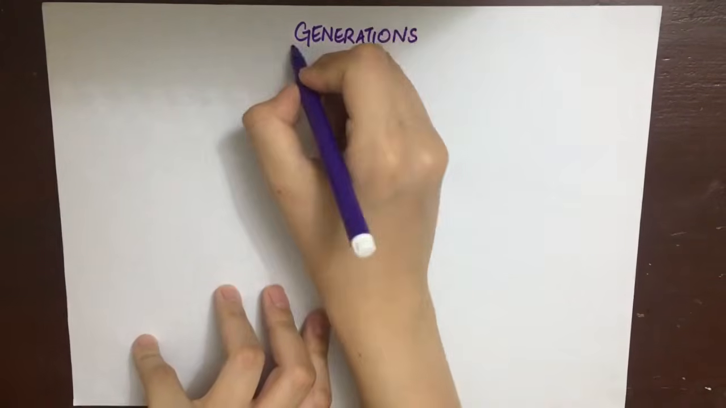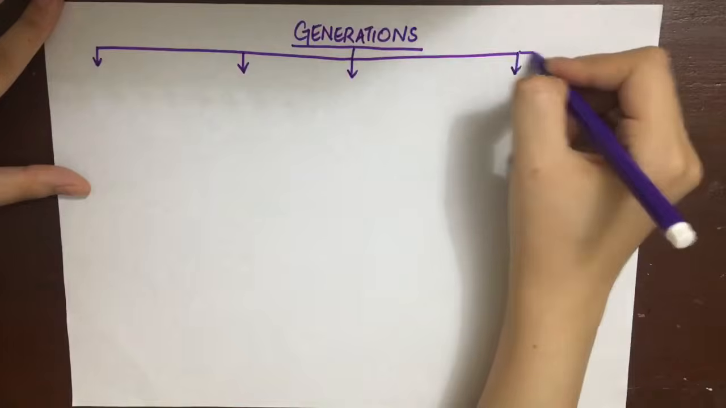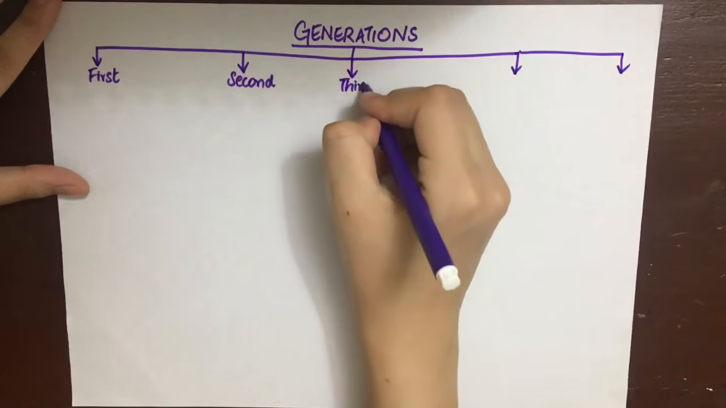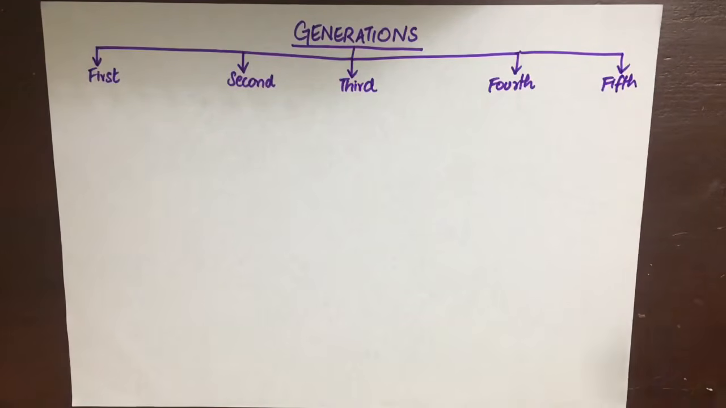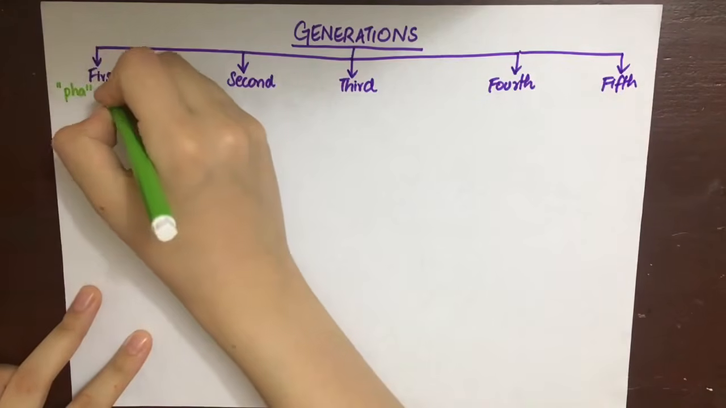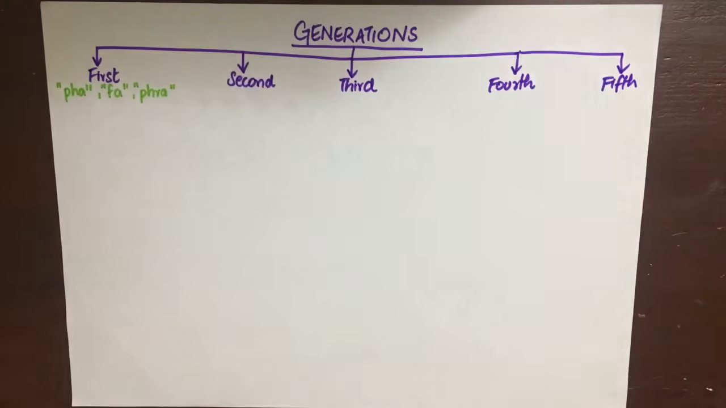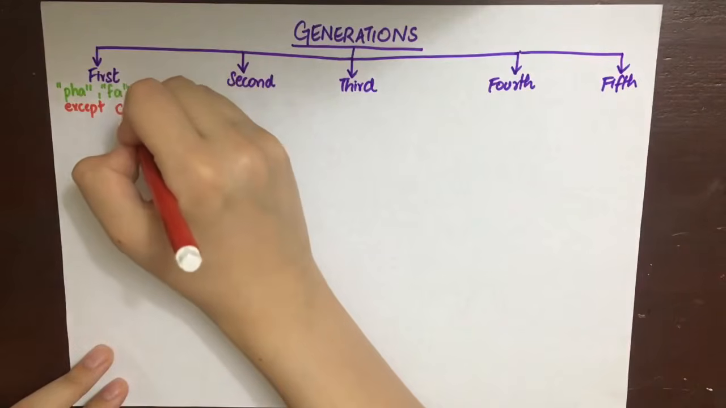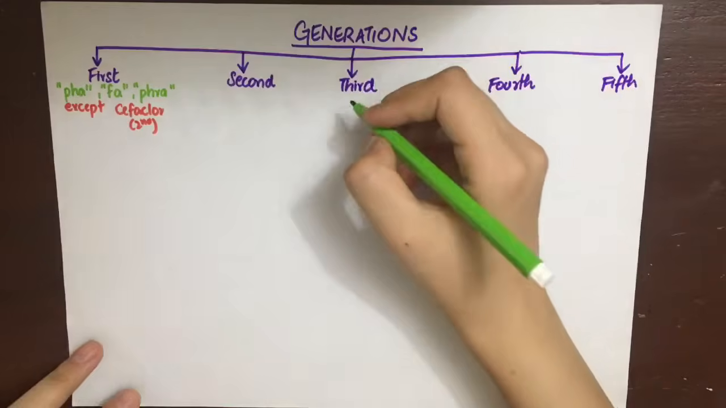Now that we're done with everything else, we'll look at the 5 generations of cephalosporins and make it easy to remember. There are the first, second, third, fourth, and fifth generations. Now the first cephalosporin generation will contain the drugs that will have PHA, FA, or PHRA in their names, except cefaclor that also has FA. It is in the second generation.